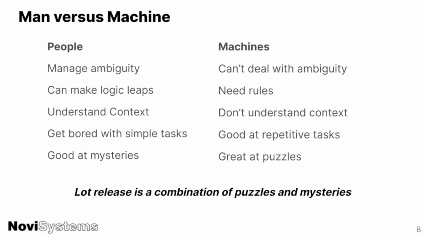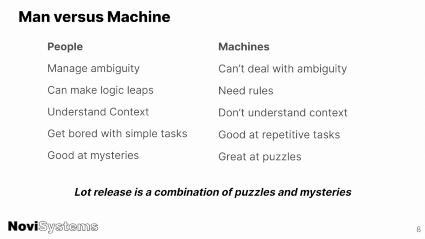Humans can also understand context. Machines have to be told. Humans get really bored doing simple tasks, and chances are that leads to error. So we have the machines do all that stuff. And again, humans are good at mysteries. That is, we don't really know the end, and we don't know all the boundaries. And that's something that we look at and can solve puzzles.